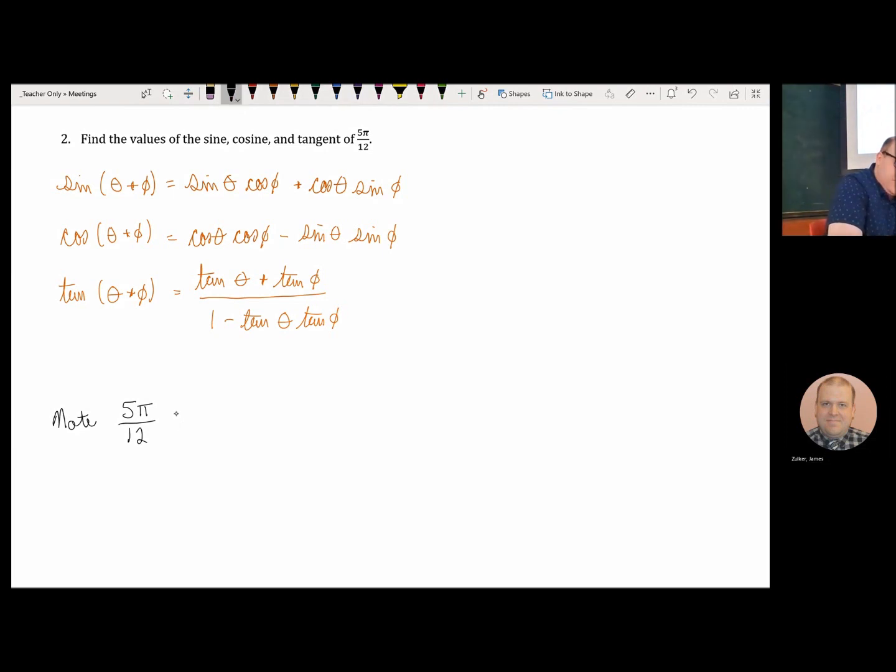The idea here is to try and write 5 pi over 12 as the sum of two known angles. The 3 pi and 2 pi. Oh, yeah, that's just 3 pi plus 2 pi, isn't it? This means we can write 5 pi over 12 as pi over 4 plus pi over 6.